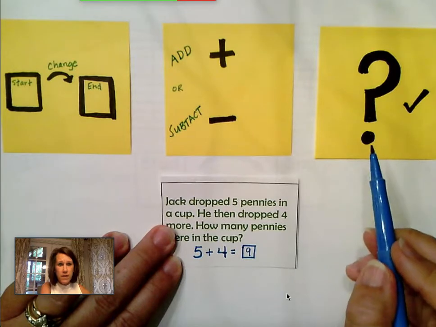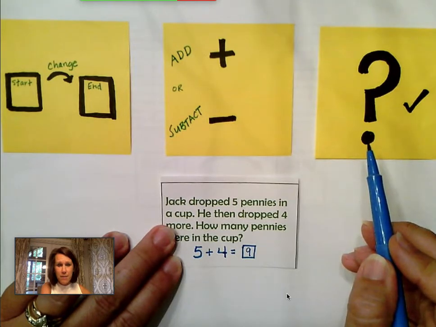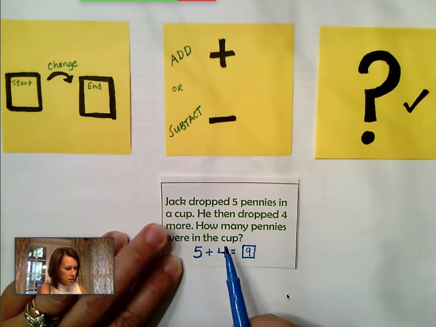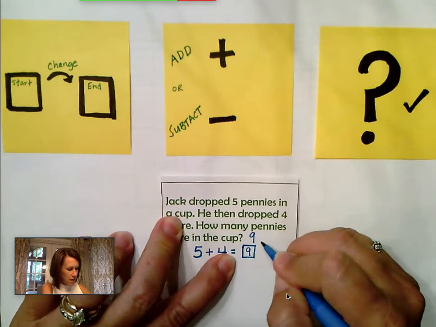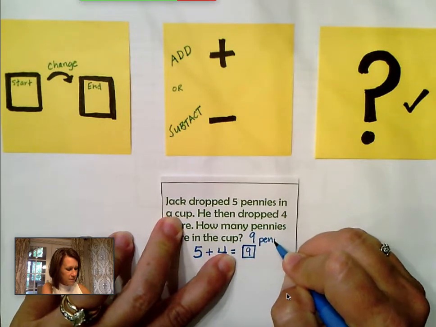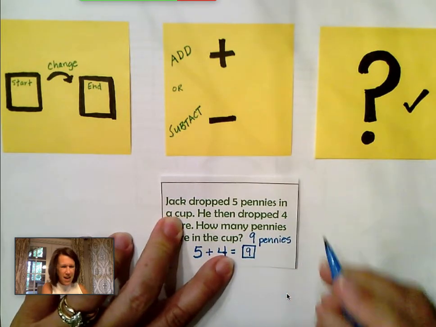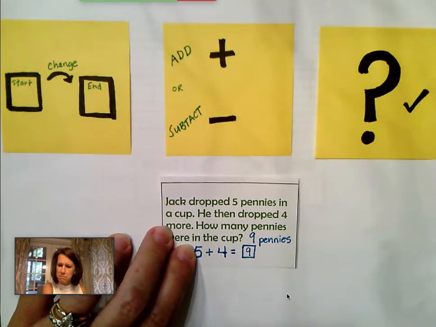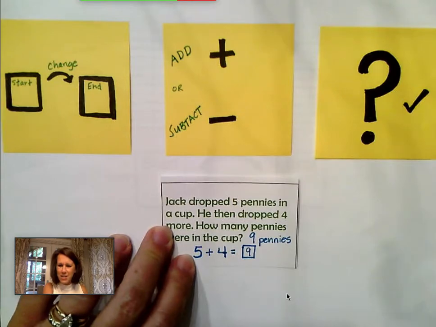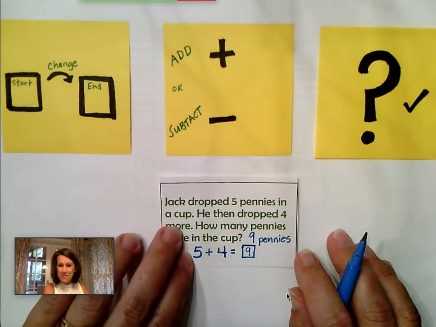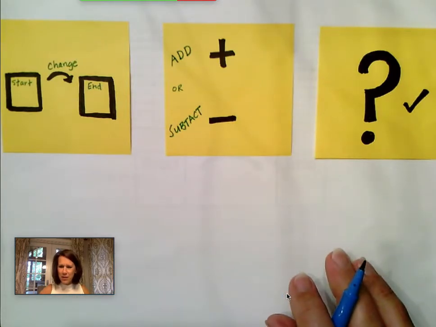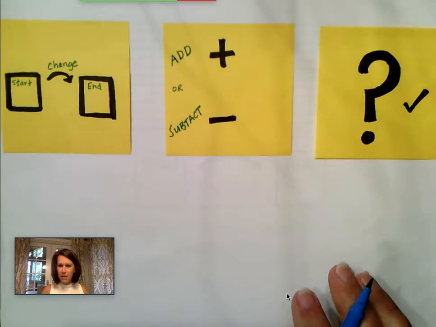Oh, I don't want to forget this last step. I could go back to my question. How many pennies were in the cup? Well, it looks like maybe 9 pennies. Does that make sense? Started with 5, got some more. 9 is a larger number. It checks out. Mathematicians, we can solve stories that ask questions with math. Want to try another one?